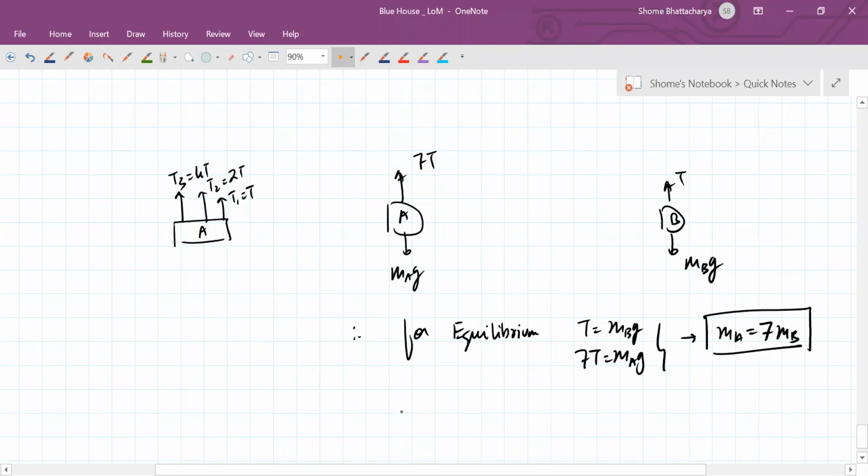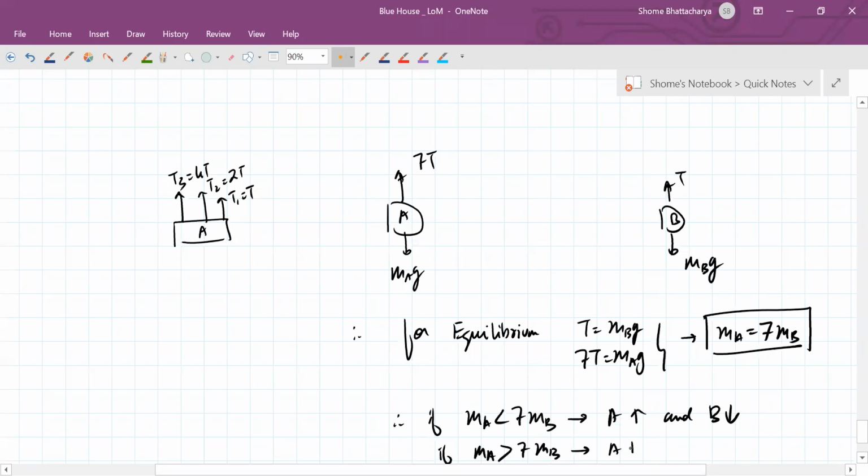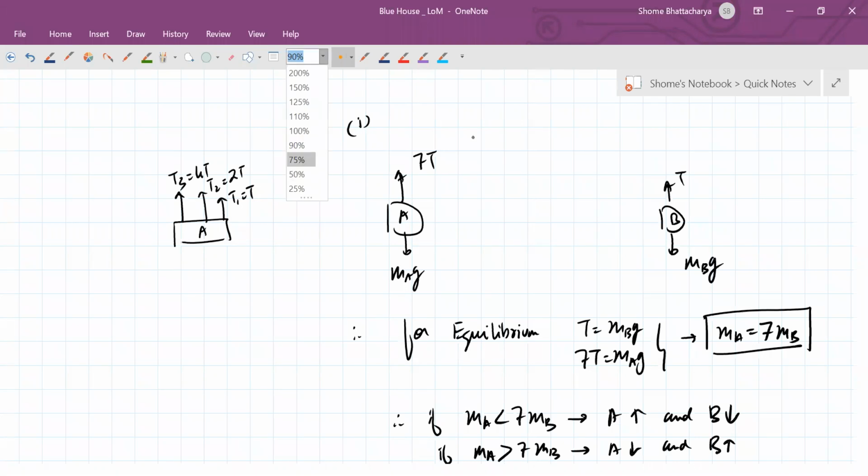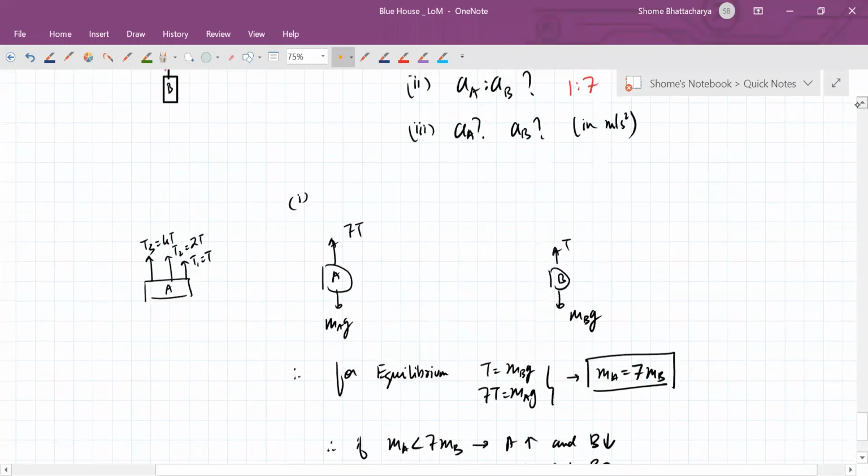Okay. So therefore, you can see that if mass of A is less than 7 times mass of B, that means that A will accelerate upwards and B will accelerate downwards. If mass of A is greater than 7 times mass of B, then A will accelerate downwards and B will accelerate upwards. So this is the first part solution. Then we'll also apply virtual work and get the ratio of accelerations, the second part.